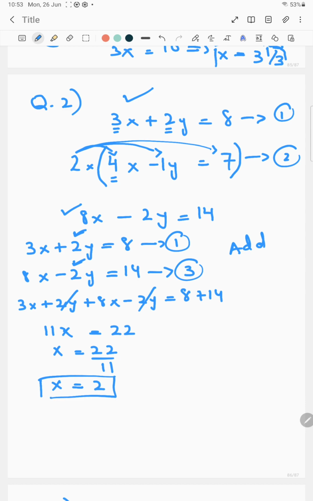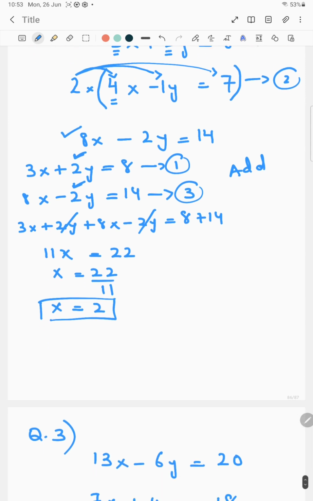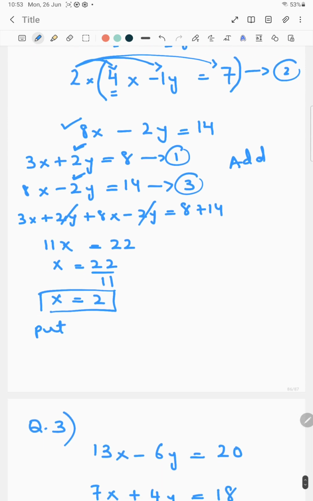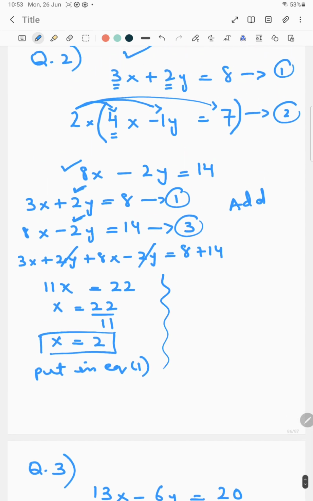But we have to find y as well. So you can put in any equation. Like I am putting in first equation, put the value of x in equation 1. So we will write equation 1 over here. Equation 1 was 3x plus 2y is equal to 8.